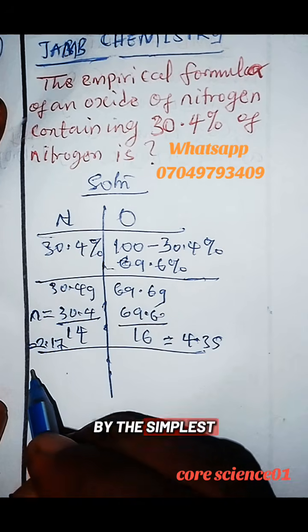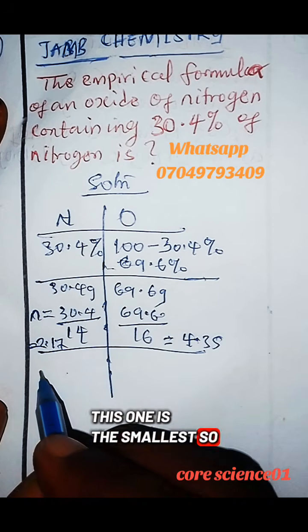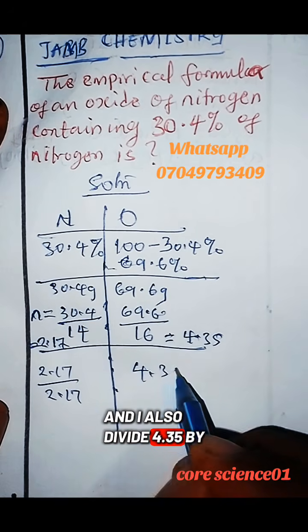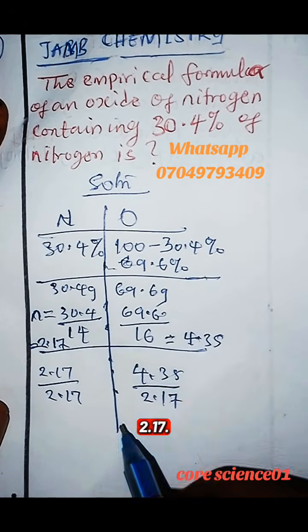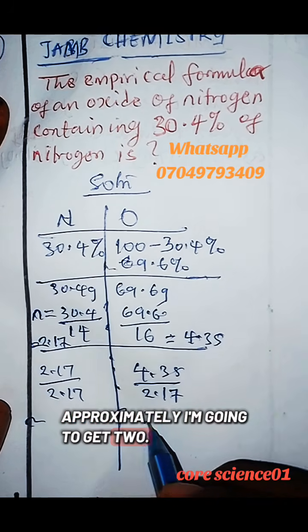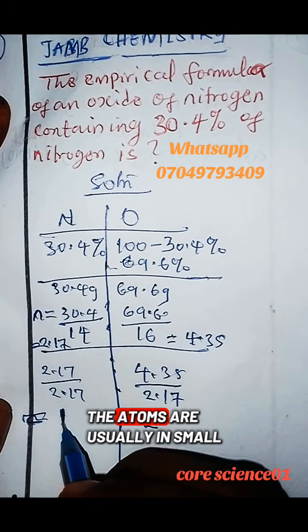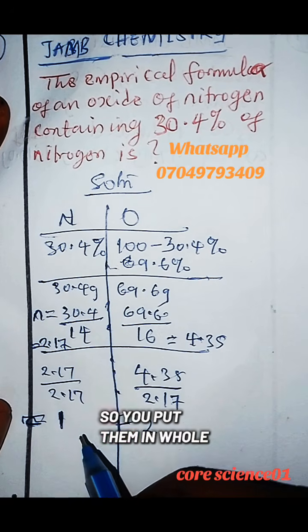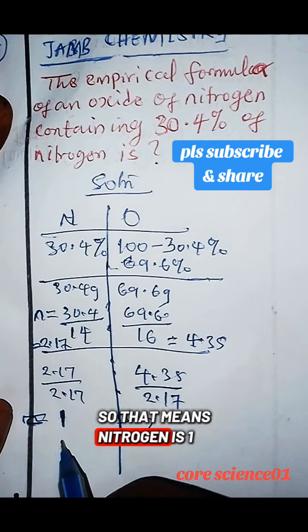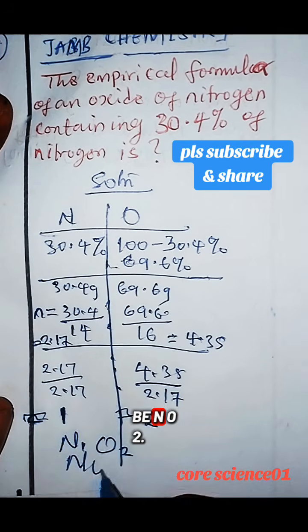Now you're going to divide by the smallest number of moles, and between this and this one, 2.17 is the smallest. So I'll divide 2.17 by 2.17, and I also divide 4.35 by 2.17. If I do that, I'm going to get 1, and here I'm going to get approximately 2, because the atoms are usually in a small whole number ratio, so you put them in whole numbers. So that means nitrogen is 1 and oxygen is 2. So the empirical formula will be NO2.